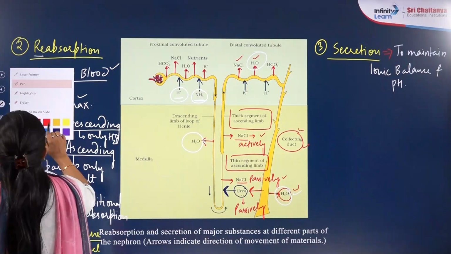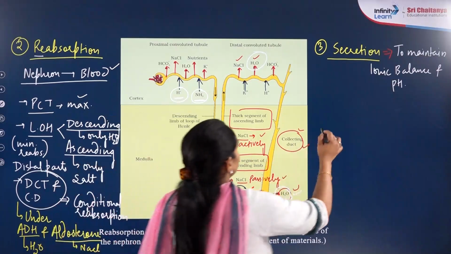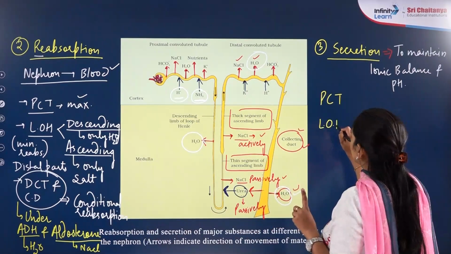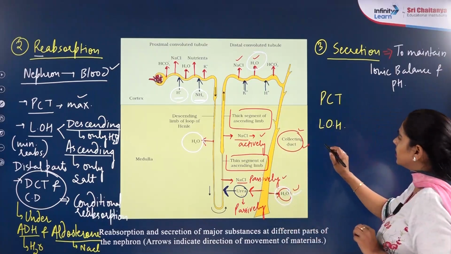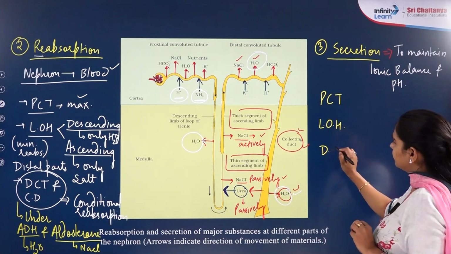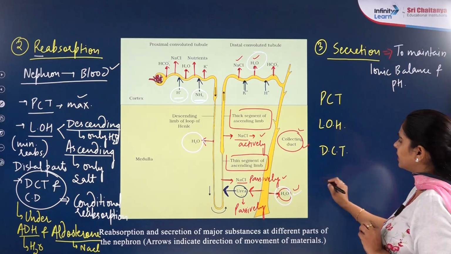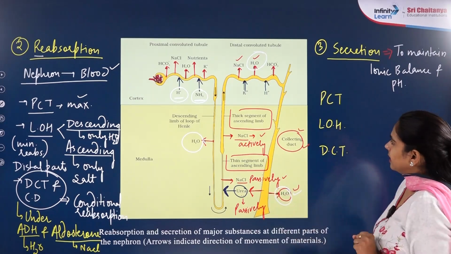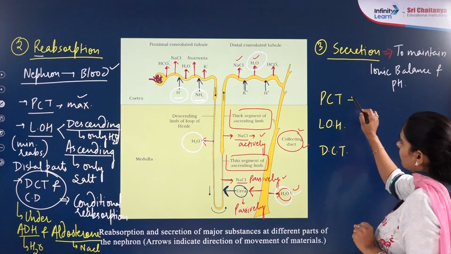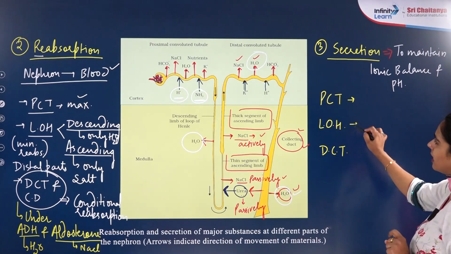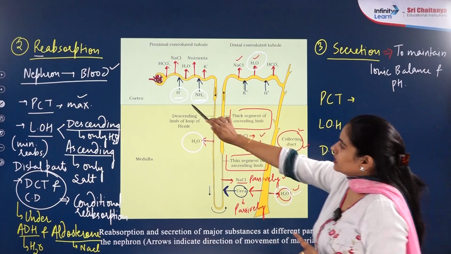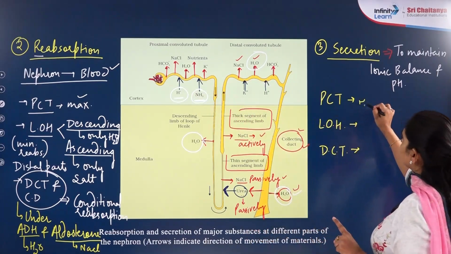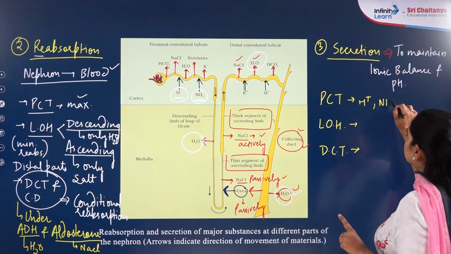Then you can see what is being secreted into the loop of Henle. So, according to the diagram, you can see what is being secreted into the PCT, what is being secreted into the loop of Henle, what is being secreted into the DCT, and what is being secreted into the collecting duct. Nothing is being secreted into the collecting duct, right? So now, simply you have to understand about the PCT and the loop of Henle.